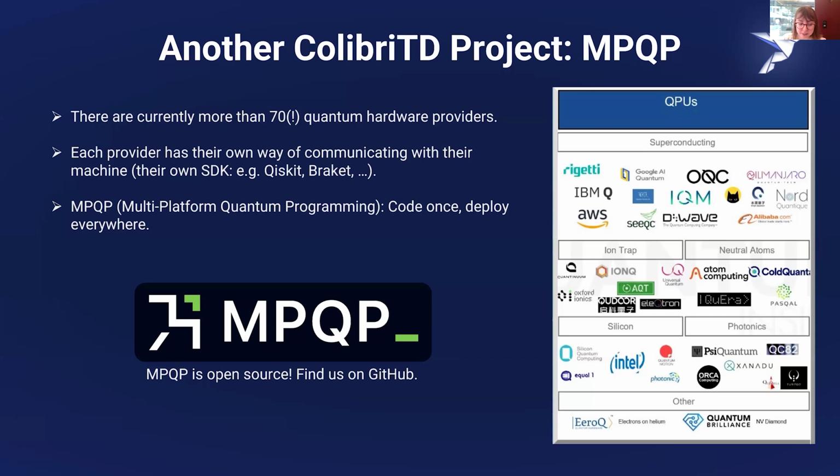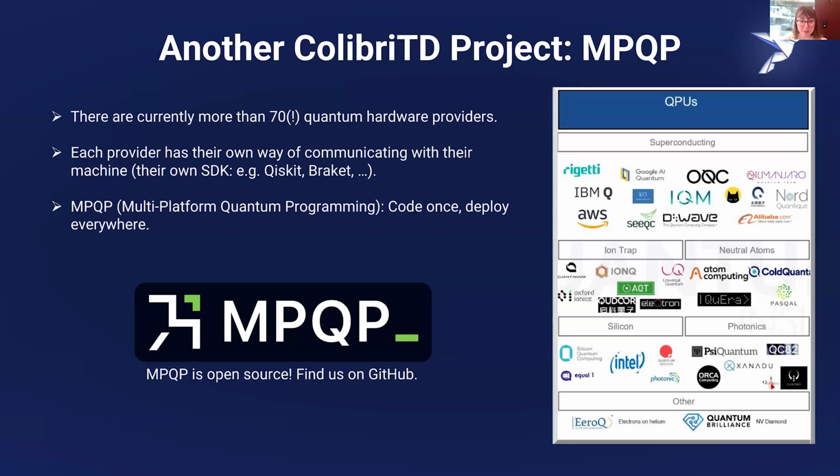And this can be a bit frustrating if you're trying to develop quantum algorithms and run them on quantum hardware, because it basically means that every time you interact with a new piece of quantum hardware, you have to rewrite your code to deploy your algorithm. So at Colibri, we developed a programming library called MPQP. It stands for Multi-Platform Quantum Programming, that lets you basically code your algorithm once and then deploy to any of the major quantum hardware providers.